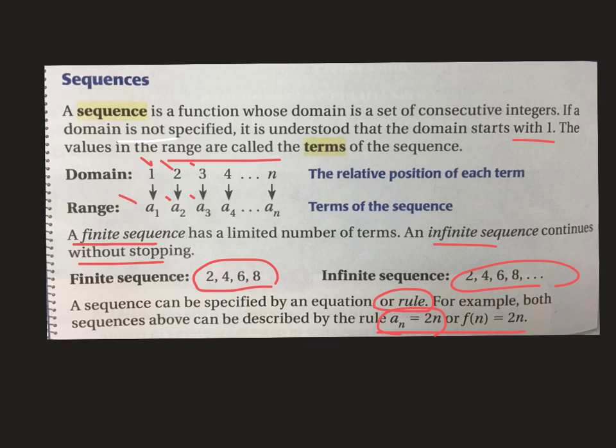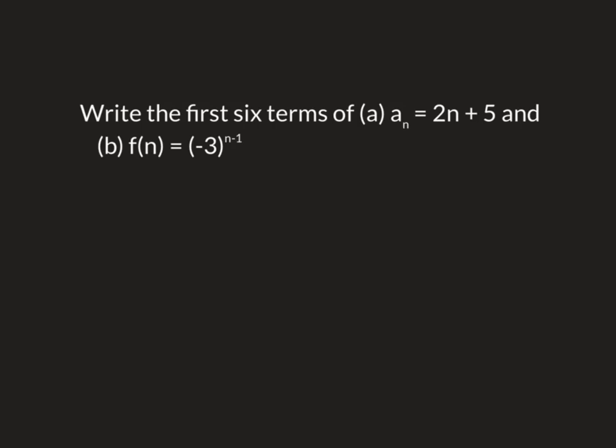So, a bunch of good keywords there. You need to make sure you know those. A sequence is just a set of numbers with some kind of pattern. An infinite sequence goes forever, finite stops, and you write them with an equation called a rule. All right, write the first 6 terms of both of these sequences.